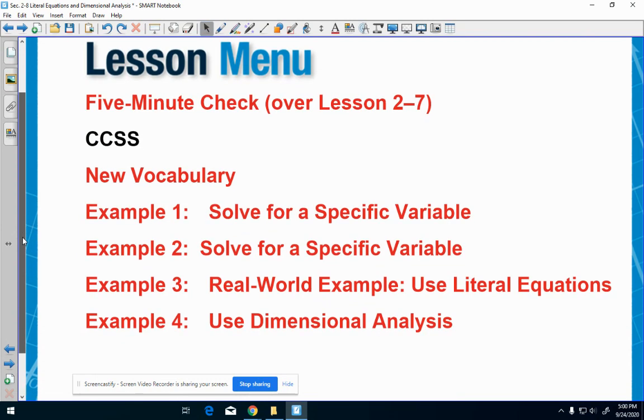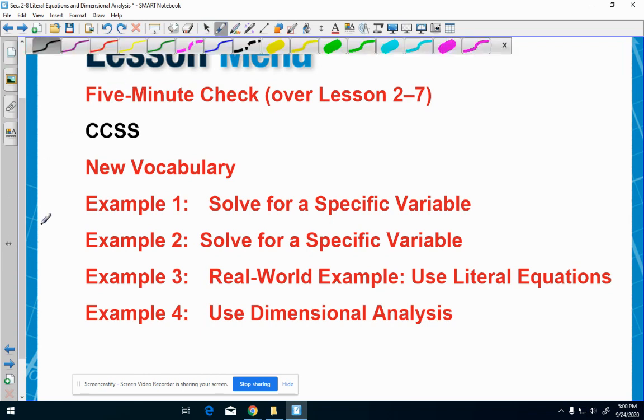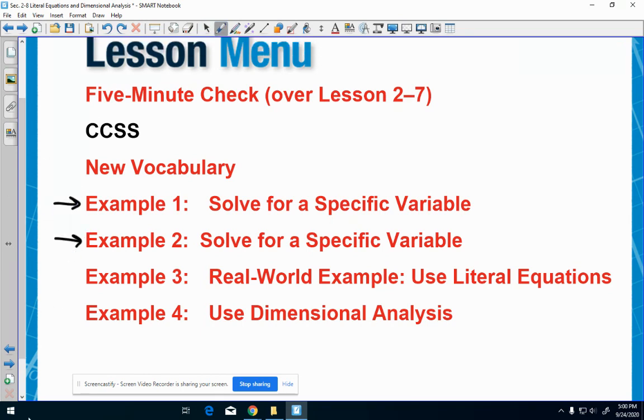Now, a literal equation and dimensional analysis. So today, here's the kind of things we're looking at. Literal equations, we're going to find out momentarily, actually just means any equation where there's more than one variable. In the first two examples, we're just going to practice solving for a specific variable. This is useful when you're given information that doesn't necessarily match up with the way the formula is presented. And then in the last two examples, we're going to get into the idea of using dimensional analysis.